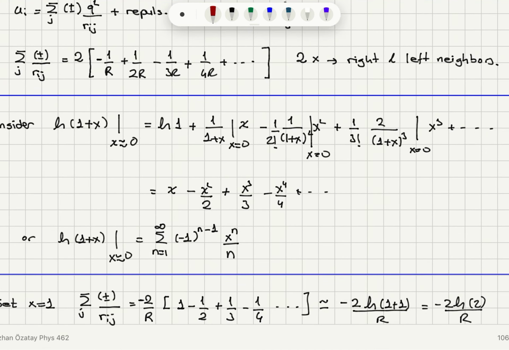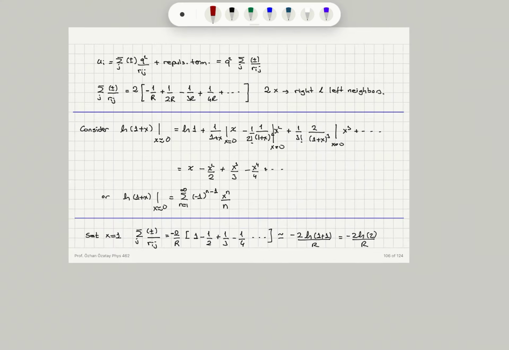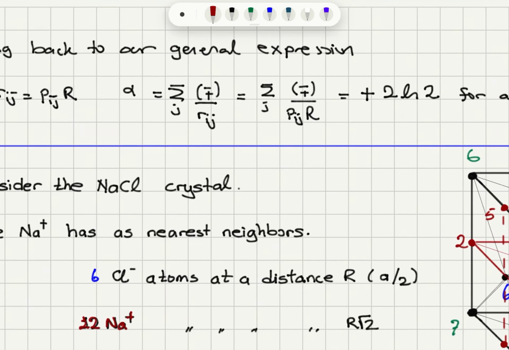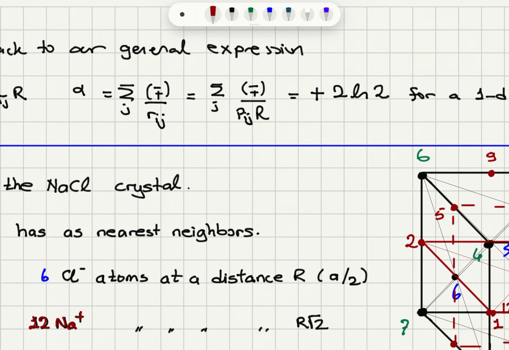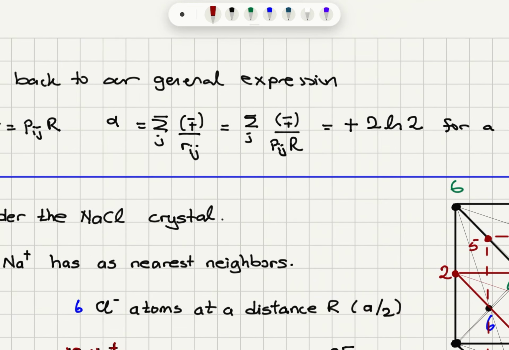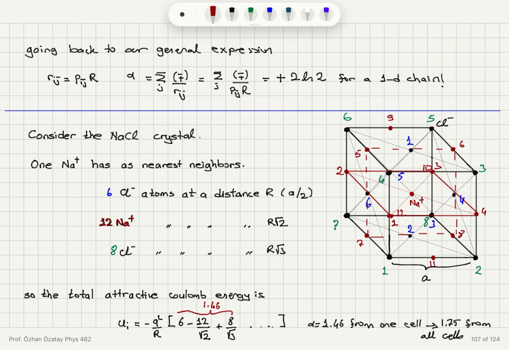So this is approximately minus 2 natural logarithm of 1 plus 1, divided by r, which is minus 2 log 2 divided by r. Again, notice this minus sign here, but because of the definition of the Madelung constant alpha, I need to change that sign to plus. So it's plus 2 natural logarithm 2 for a one-dimensional chain. So this is an approximate result for the Madelung constant.